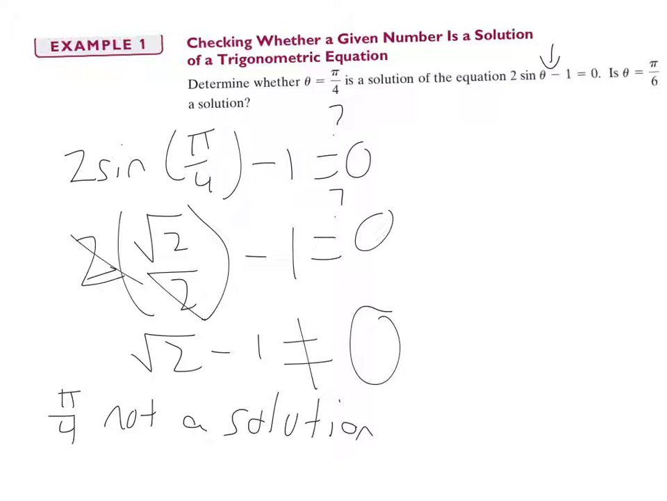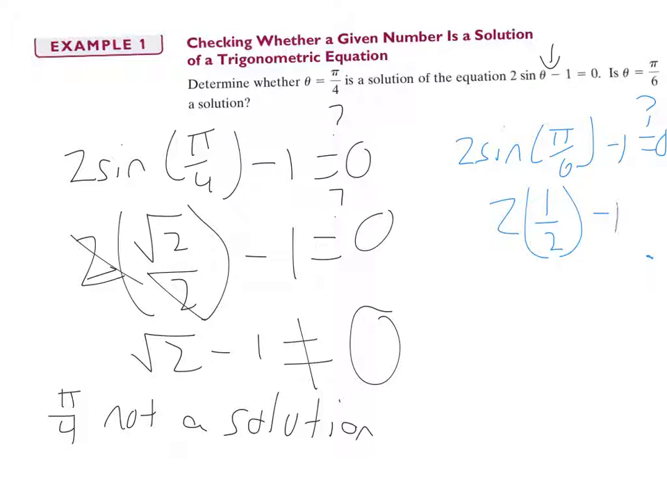Now we need to check if pi over 6 is a solution. So you plug in pi over 6, so it's 2 sine of pi over 6 minus 1 equal to 0. Sine of pi over 6, I believe, is 1/2. Multiply it by 2, and then subtract 1 from it. The 2's cancel out, so you end up with just 1. So 1 minus 1 is 0, so pi over 6 is a solution.